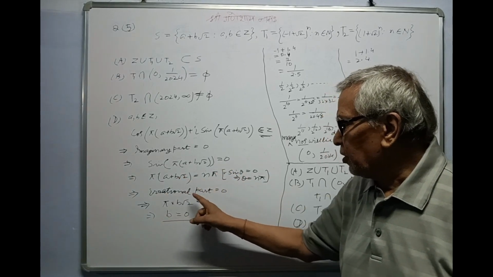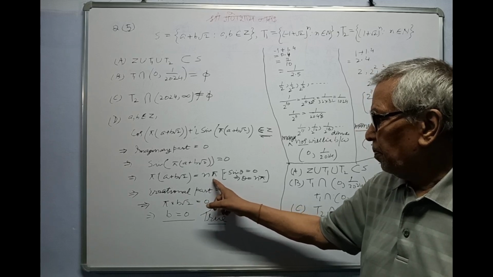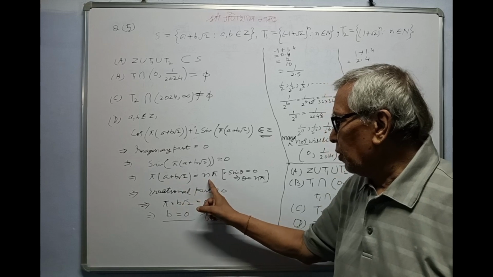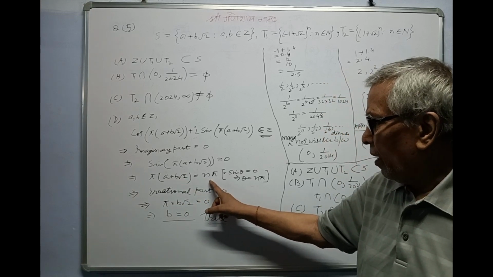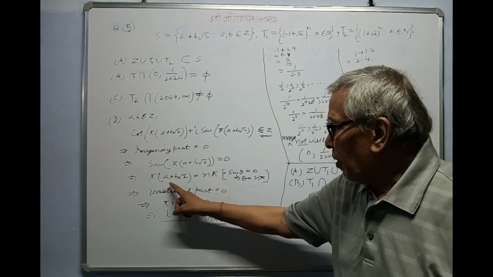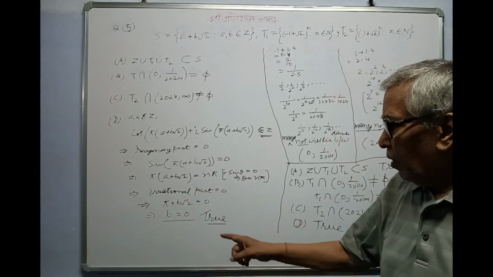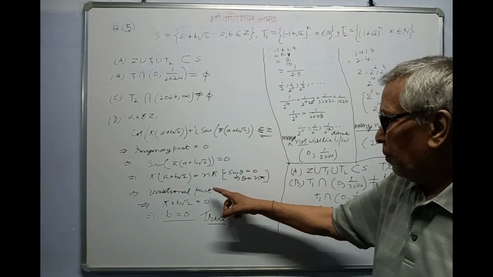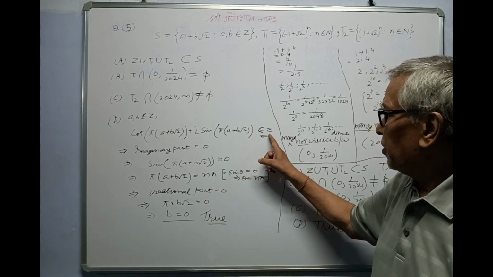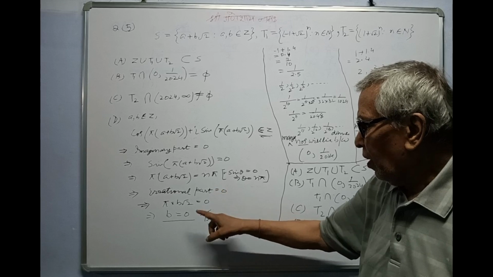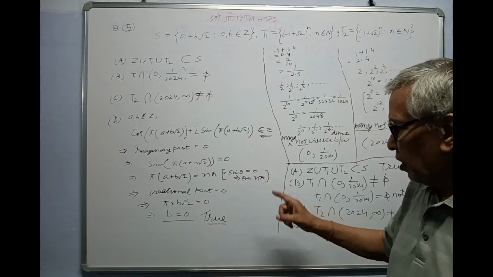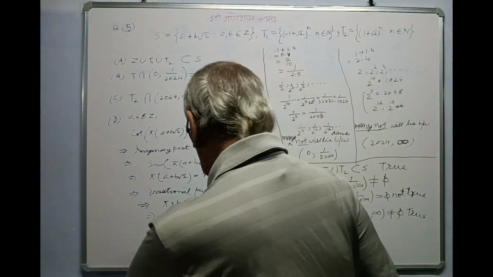Pi will go out, so a plus b root 2 is equal to n. So the irrational part is 0, because it belongs to Z. So b root 2 is equal to 0. So b is equal to 0. It is given, so this is true.